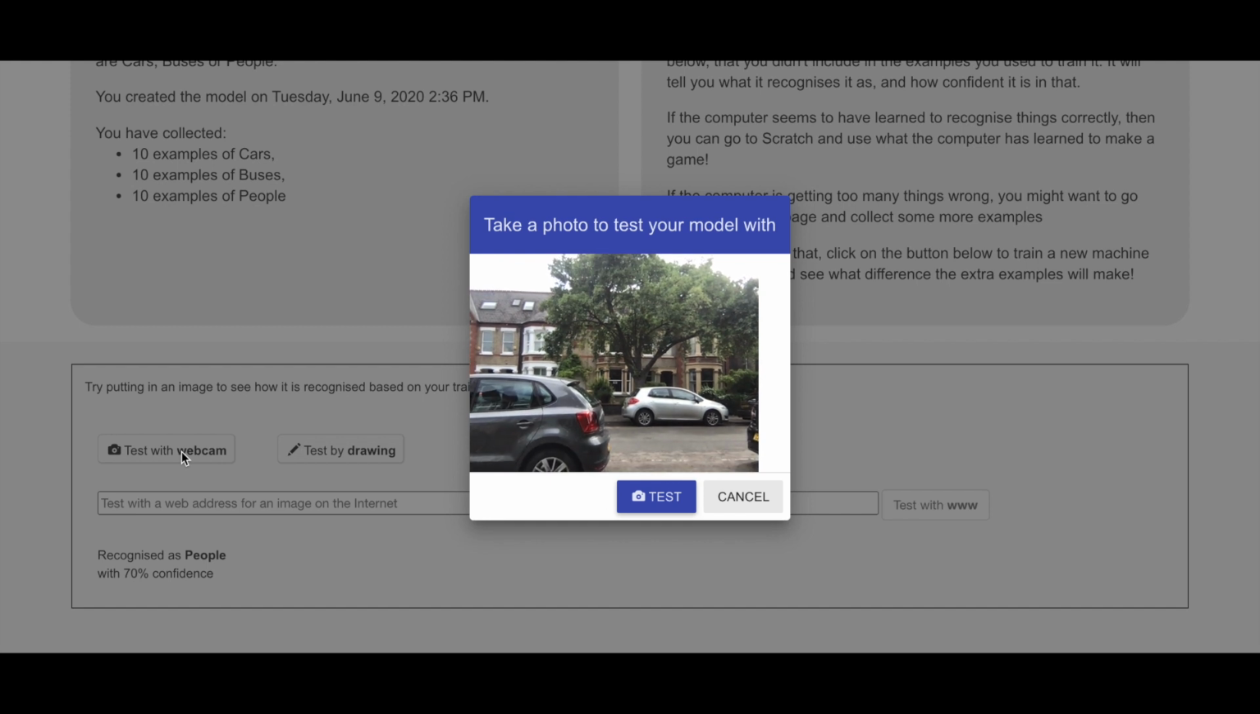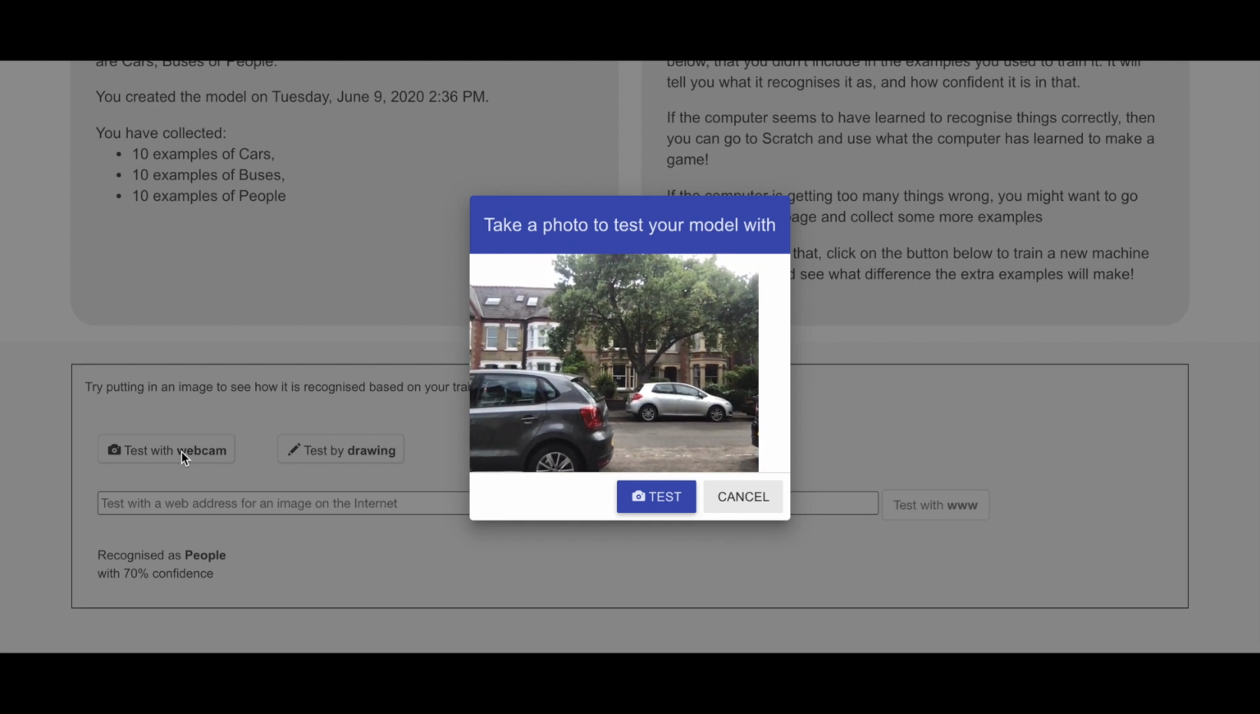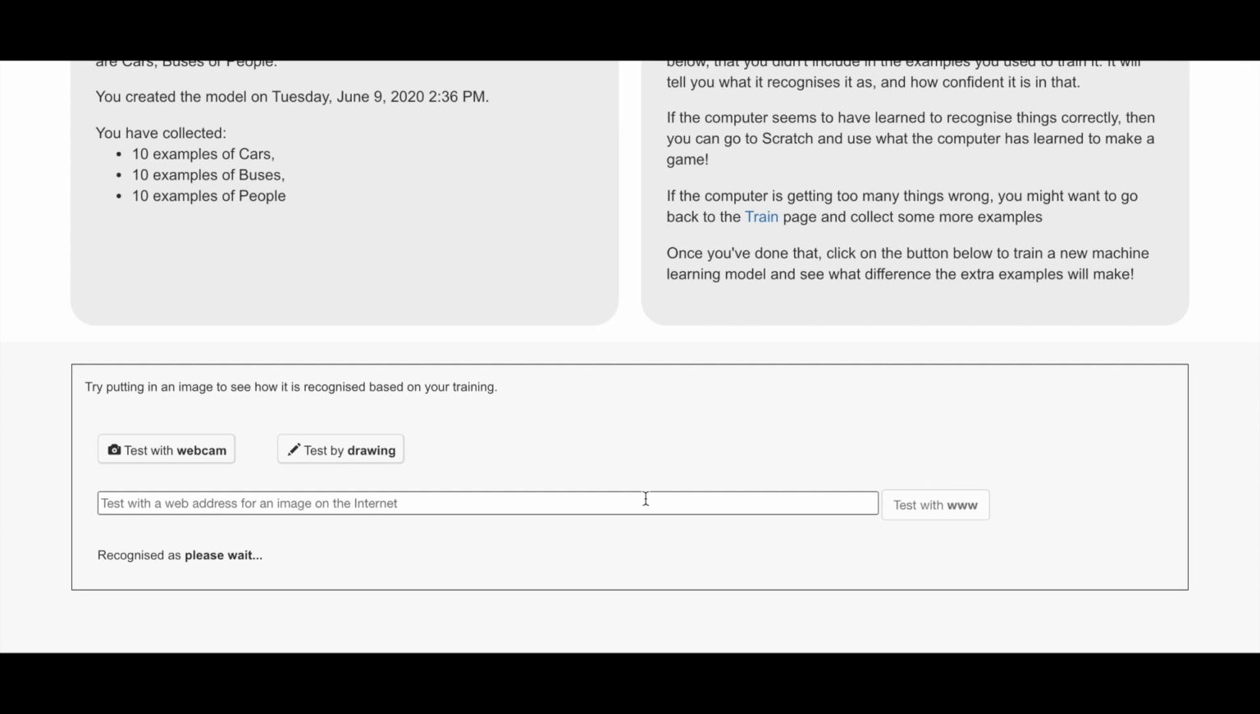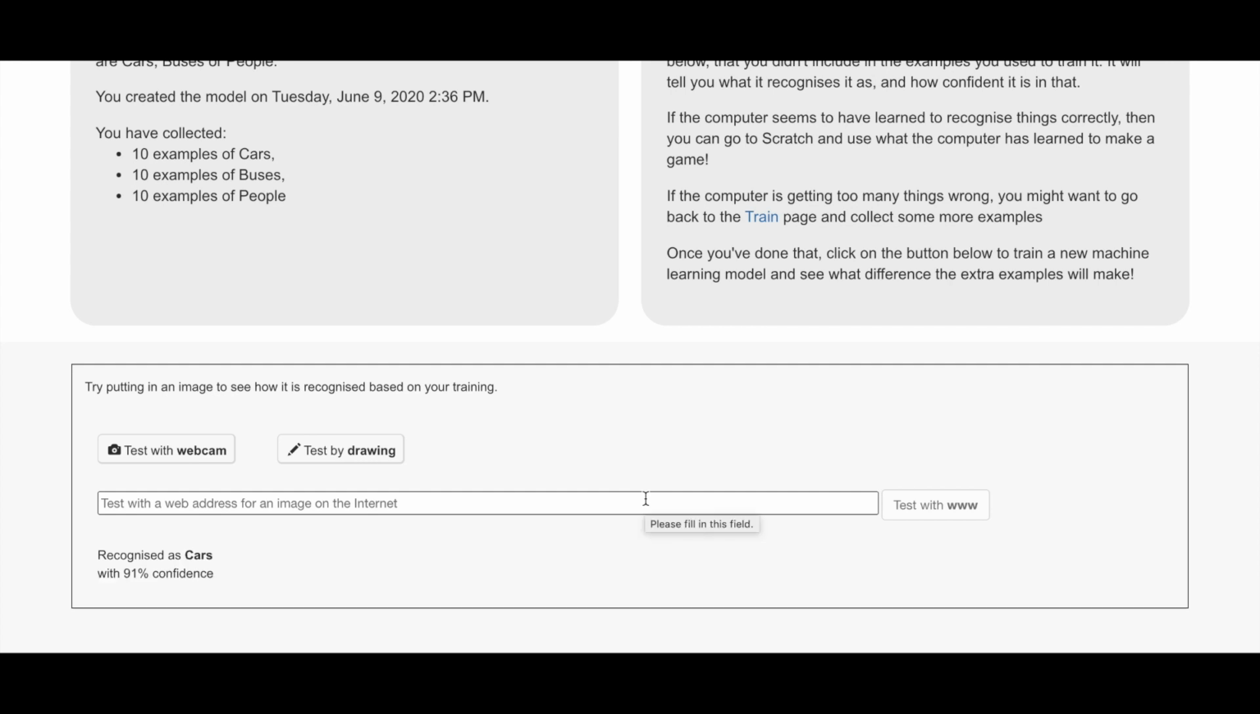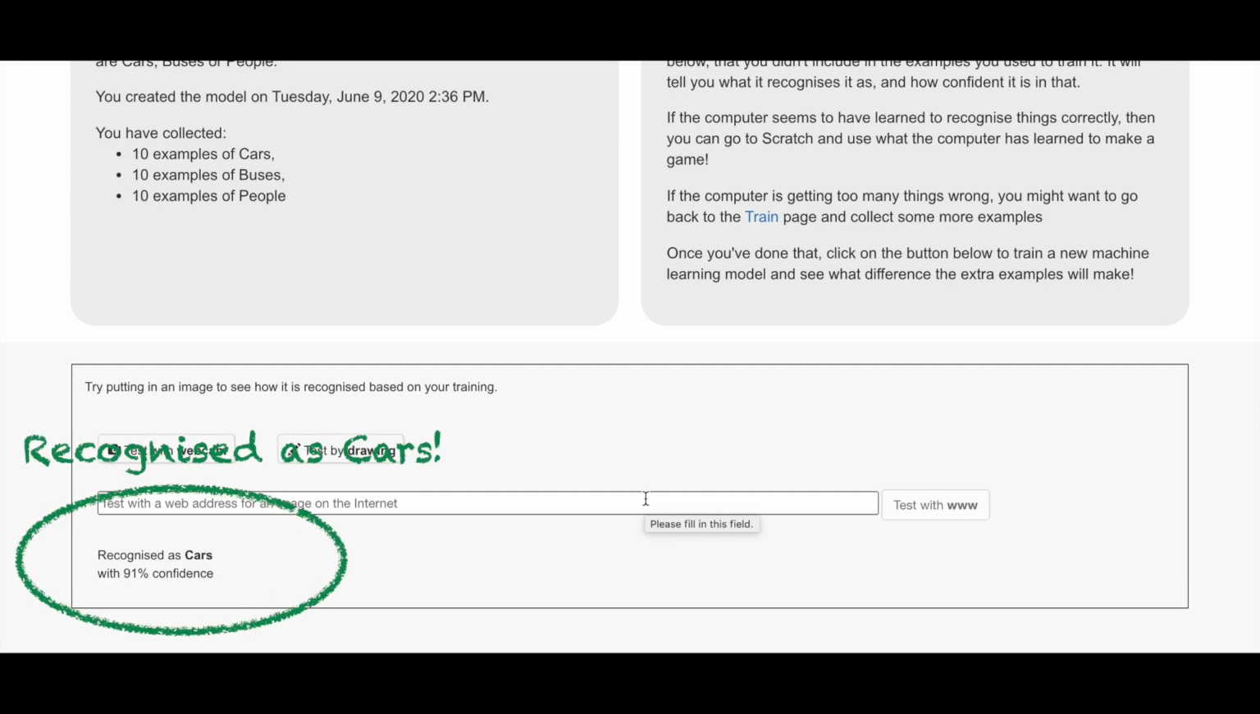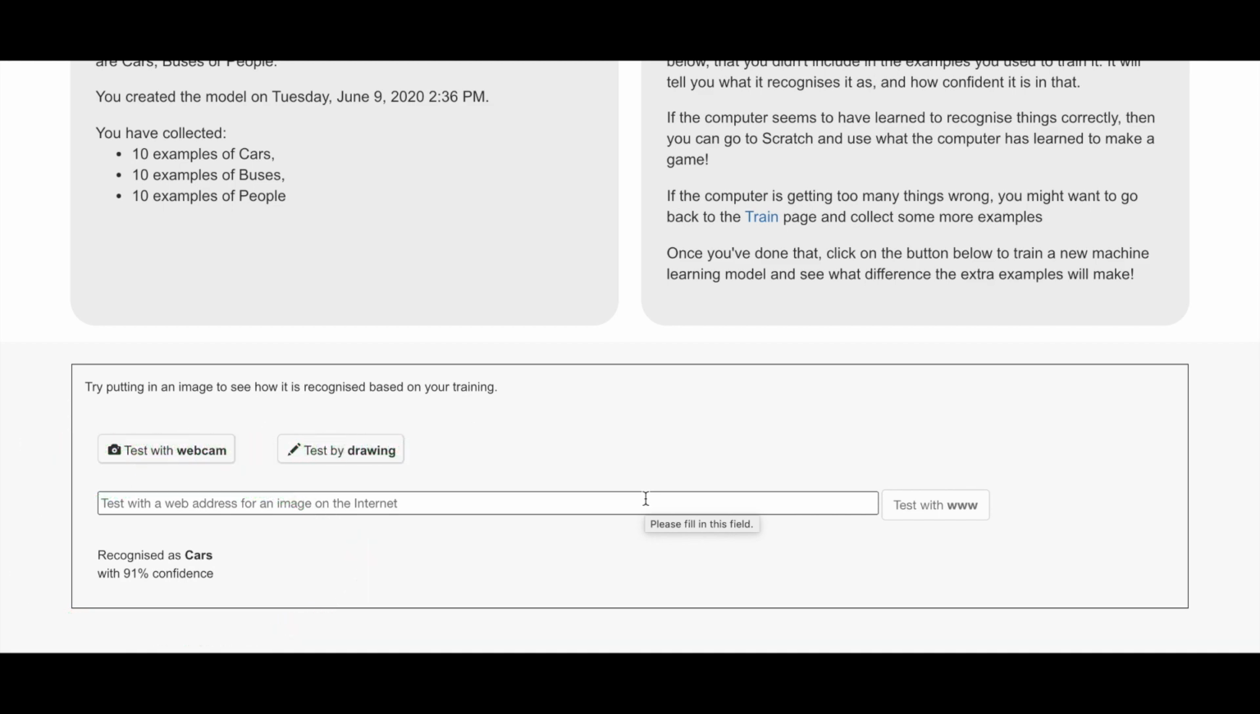Right, let's see whether it will test on here. Okay, test. Does it recognise? Recogniser says: recognised as cars with 91% confidence. Ooh!